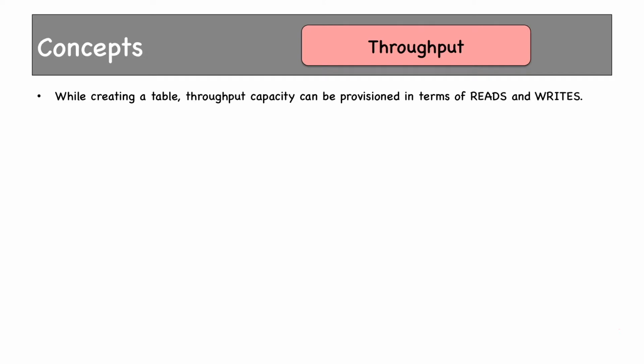I said initially that scaling can be done at table level. Scaling can be handled using throughput here. While creating a table, throughput capacity can be provisioned in terms of reads and writes. Read capacity unit is for reading data from tables. It is used to provision capacity at table level to handle read workloads. We define RCU at table level while creating it. You can modify it later on also.